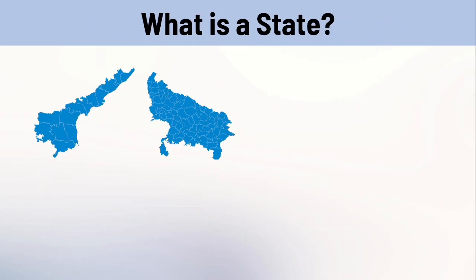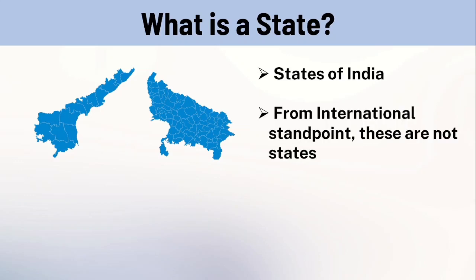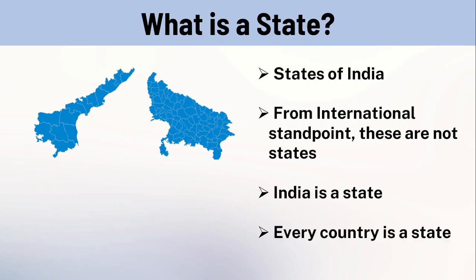What is a state? So as you can see, we have a map of Andhra Pradesh and Uttar Pradesh. And we may believe that these are states. Yes, they're states of India. But from an international standpoint, I repeat, international standpoint, these are not states. In India, we call these states, but the world doesn't recognize these as states. The world recognizes India as a state. And every country is a state.